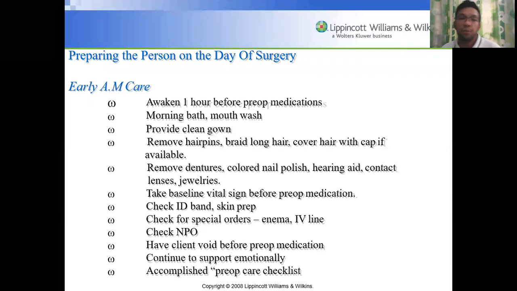Okay, now we are going to prepare the person on the day of surgery. Early morning care. We wake the patient 1 hour before the pre-op medications are going to be administered. Morning bath, mouthwash should be given. Provide a clean gown to the patient. Remove any hairpins, braids, cover the hair with cap if it is available.